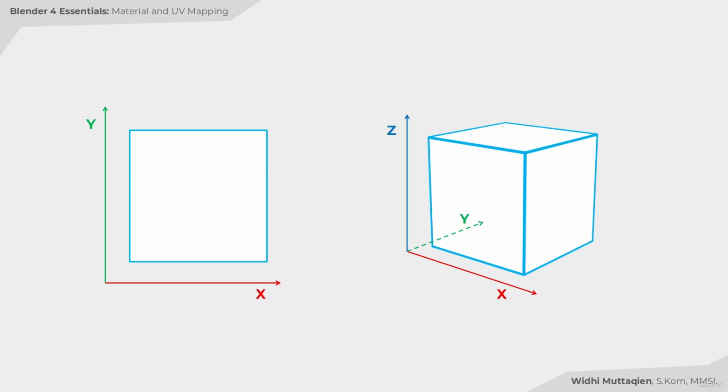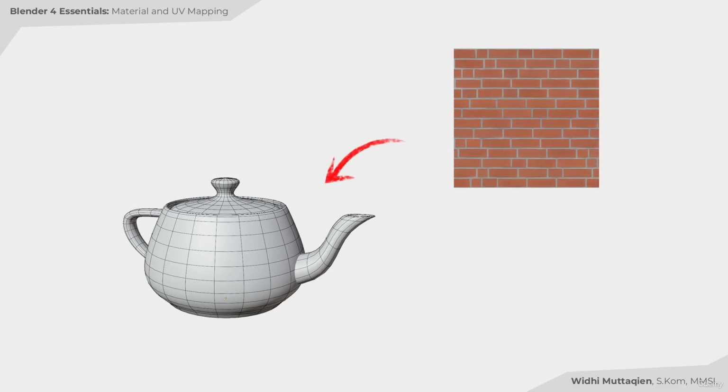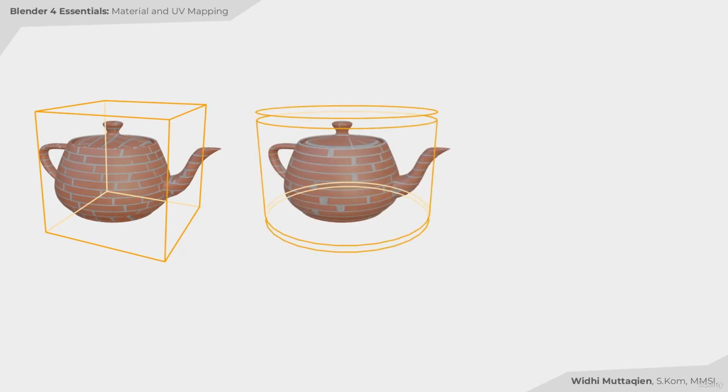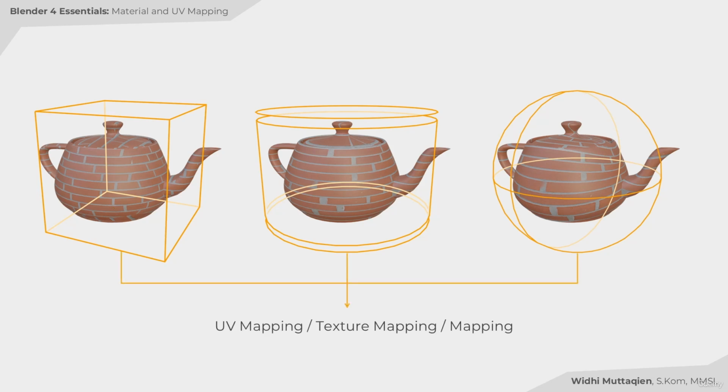Now, if we have a 3D model, say this teapot object, and we have a texture, say this brick texture, we can imagine that this 3D model is a gift that we want to wrap using this paper with a brick texture. There are so many scenarios that we can use to wrap the gift with this paper. We can wrap the gift like this, or like this, or like this, and so on. There are almost endless possibilities of how we can go about it. These methods of placing 2D images onto 3D models are what we call UV mapping, or texture mapping, or just mapping for short.